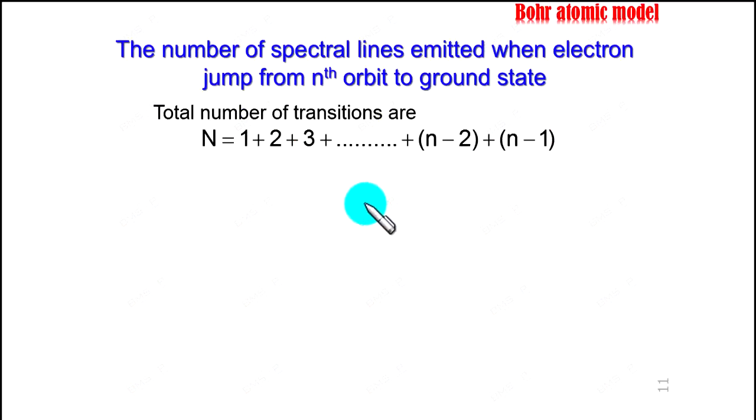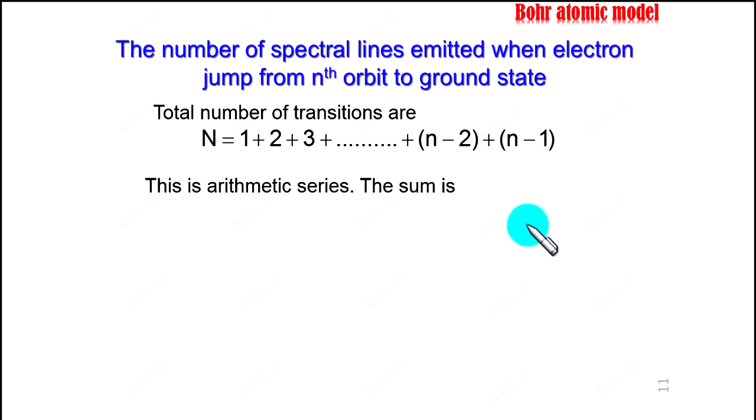And we can observe this is an arithmetic progression, and for the summation of the arithmetic progression we have a simple formula, and this formula is equal to n multiplied by n minus 1, divided by 2. So, this is the final formula we can use for counting the number of spectral lines.